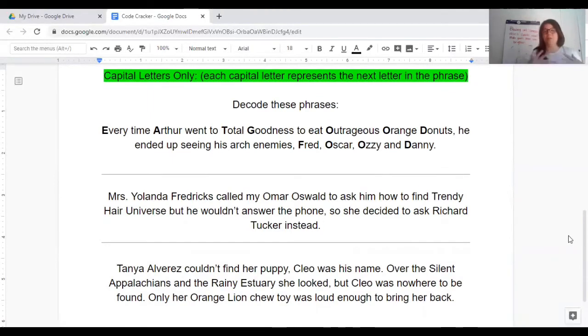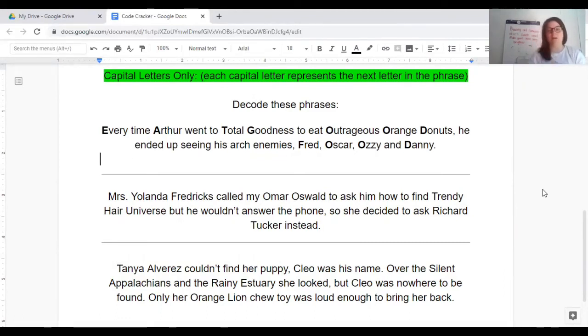In this code, you have a paragraph or a couple of sentences. And those sentences have a lot of proper nouns in them because we know that proper nouns are always capitalized because it is the name of a person, place, or thing. So all of the capital letters represent the next letter in my phrase. So if you look at this first one, every time Arthur went to Total Goodness to eat outrageous orange donuts, he ended up seeing his arch enemies, Fred, Oscar, Ozzy, and Danny. I have bolded all of the capital letters so they are a little easier to see since this is the very first time you'll be cracking this code.